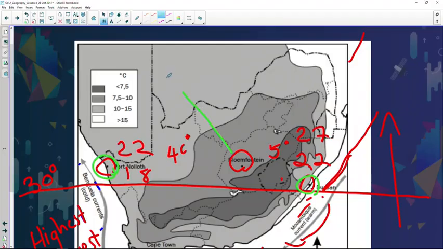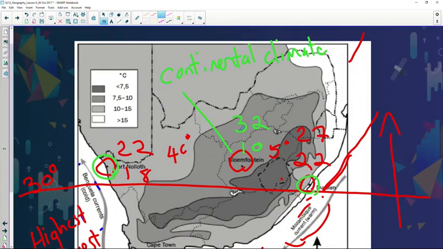But if we look at Bloemfontein, am I right that we can say Bloemfontein is continental climate? Now, Bloemfontein, on the same day where Durban experienced 27 degrees Celsius and a minimum of 22 degrees Celsius, what happens? Bloemfontein experienced a high temperature of 32 degrees Celsius and a minimum temperature of 10 degrees Celsius.